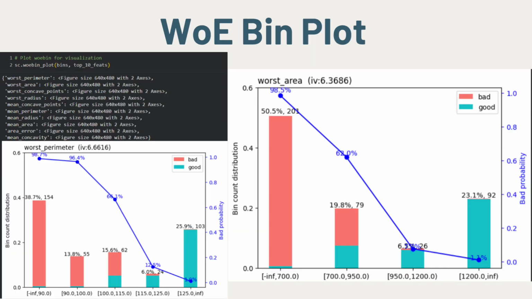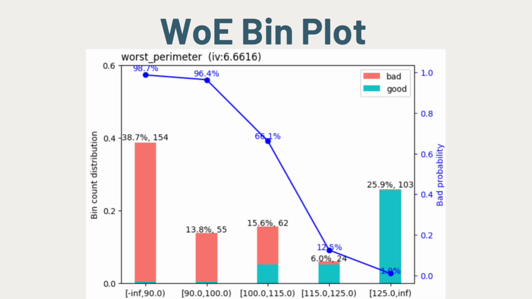We can also plot the WoE bin plot for visualization as well. We will plot the top 10 features, but you can try to do that for all the features to see the results. The bin plot is a bar plot with quite a bit of information provided. Using the worst perimeter as an example, we can see the information value is provided at the top of the chart. Next, we see the bars are grouped by the binned range on the x-axis, with red color being the bad target and blue color being the good target.